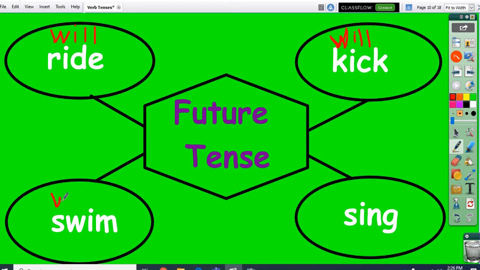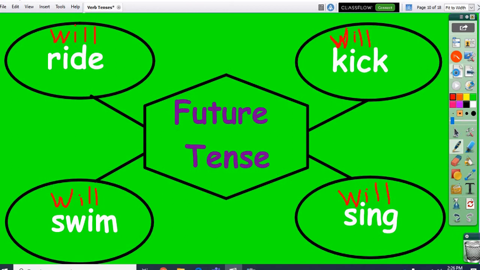We will swim in the pool when it gets warm. We can't swim now because it's not warm. But in the future, we will swim. Future means you're going to do it. And then we will sing at church when we get to go back. So will is what you add to make it the future. Okay? You just add will to it. That's all you got to do in the future.